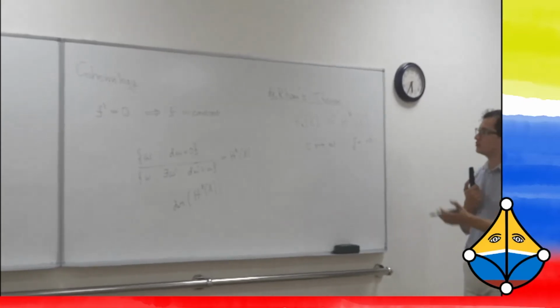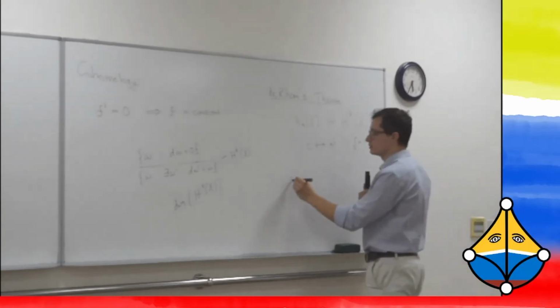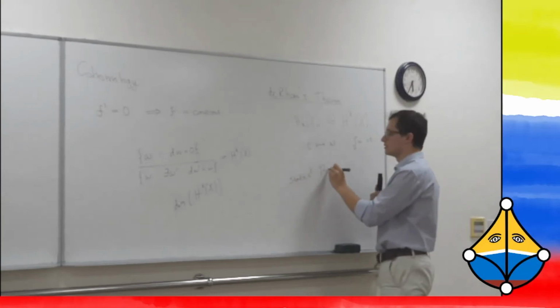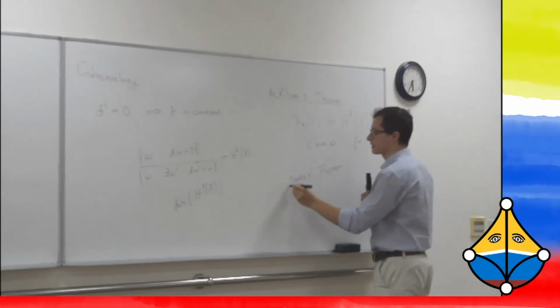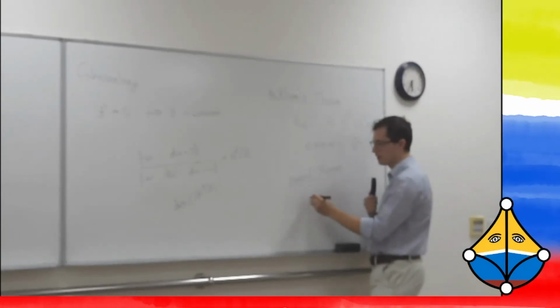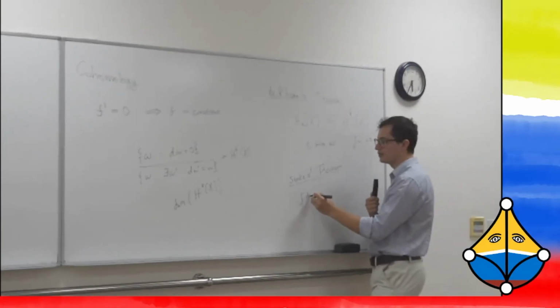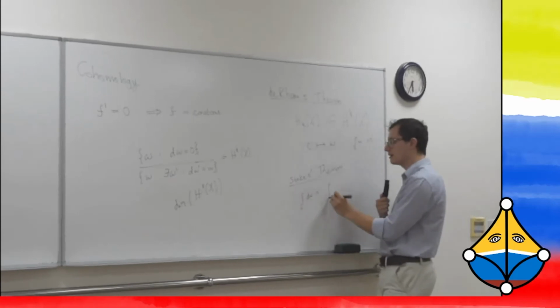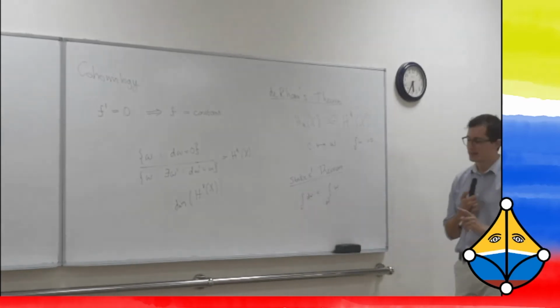And what is Stokes' theorem? Using this language, Stokes' theorem basically tells you that if you want to integrate the derivative of some form over a chain, it's the same as integrating the form over the boundary of that chain. So basically, what does this mean?